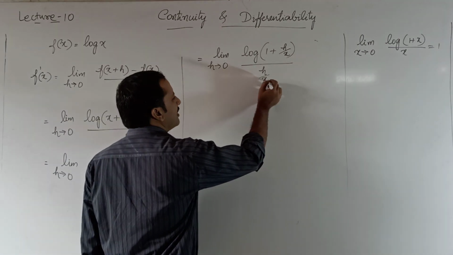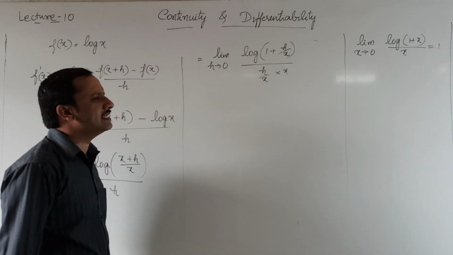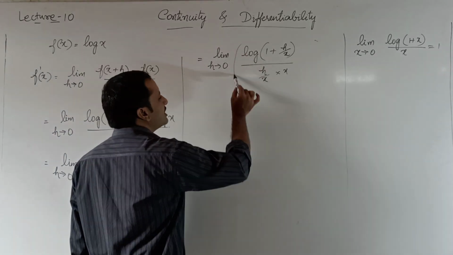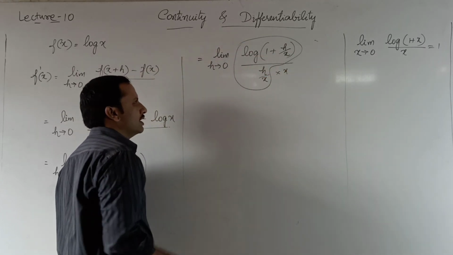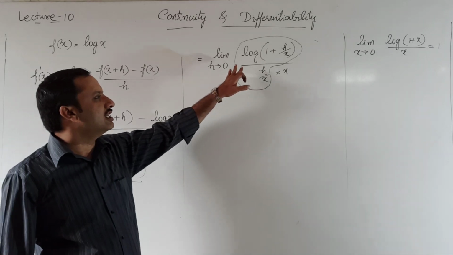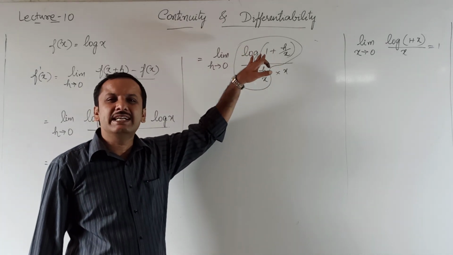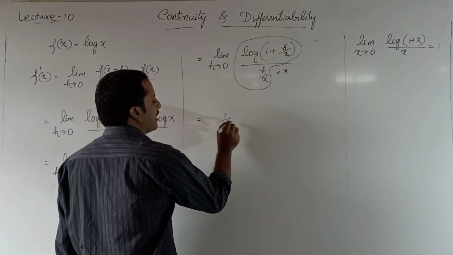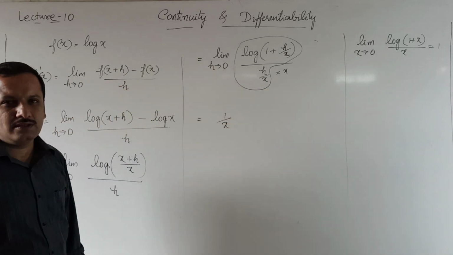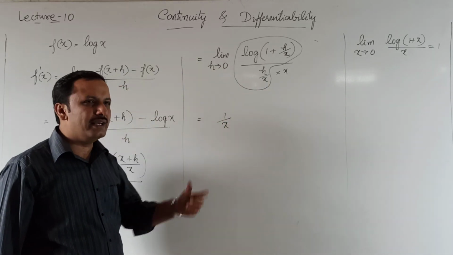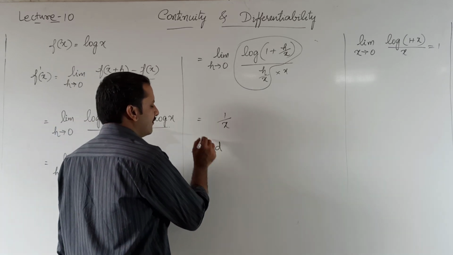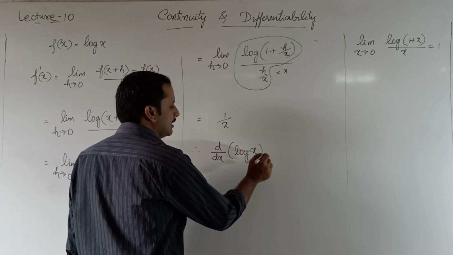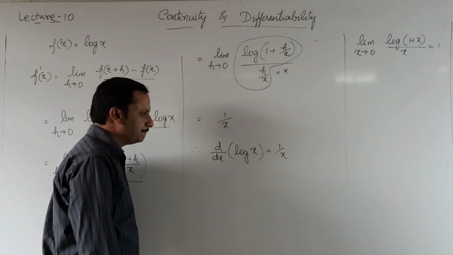So I will go for h by x into x. I am dividing by x, therefore multiplying by x. Multiplying and dividing by x. Now, as h tends to 0, h by x also tends to 0. Therefore, limit h tends to 0, log of 1 plus h by x divided by h by x will become 1. Okay, that x will remain as it is because we are applying the limit as h tends to 0, not x. So x is independent of that. So we get 1 by x. So from this we can write f dash is equal to 1 by x. In other words, d by dx of log x is equal to 1 by x.